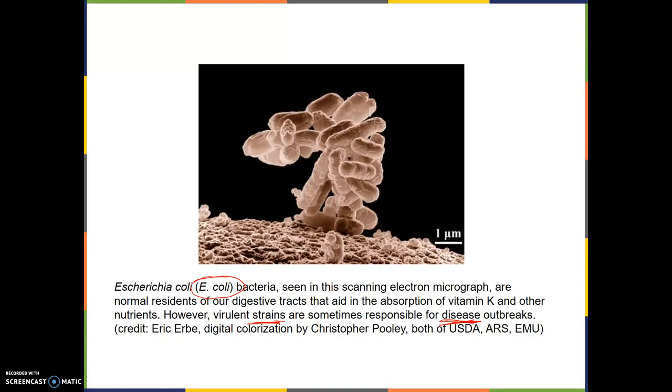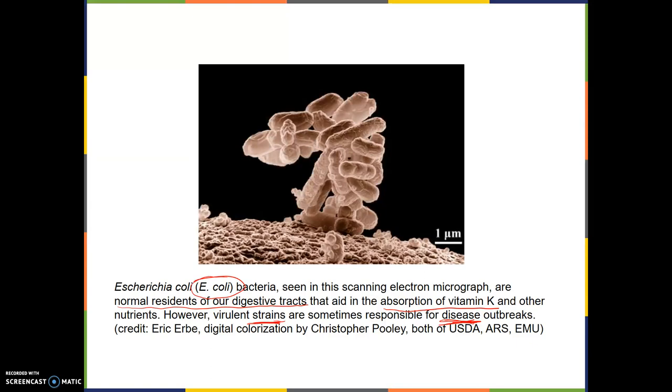But in those cases, when the E. coli is one of the strains that causes disease, it can make you sick, causes stomach and intestinal problems. But we also have E. coli that live in our digestive tracts, and they actually help us. They're normal residents of our digestive tracts that help us absorb vitamin K. Vitamin K is used in blood clotting and other nutrients as well.